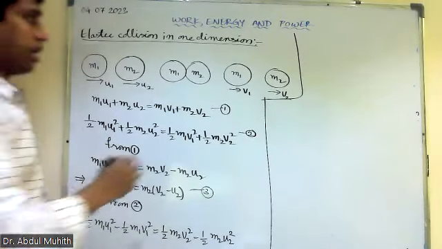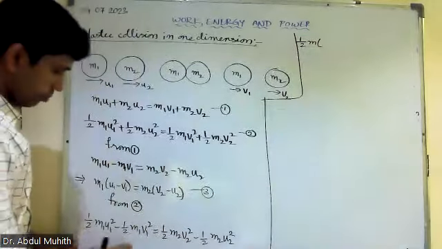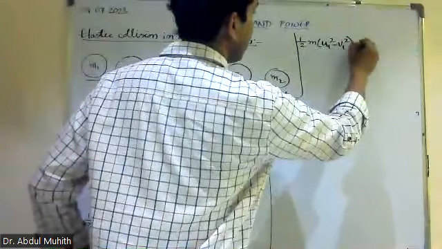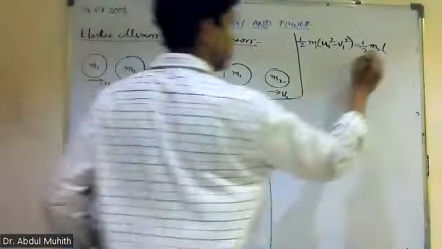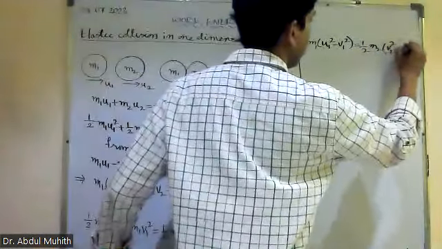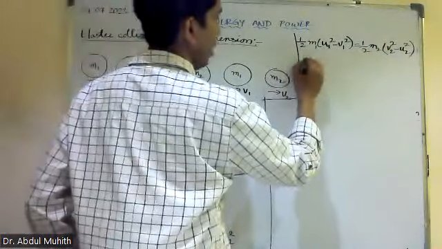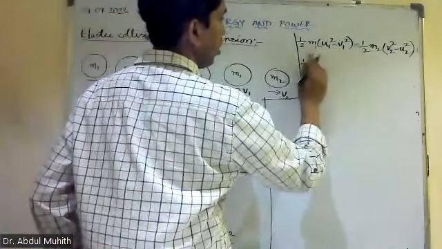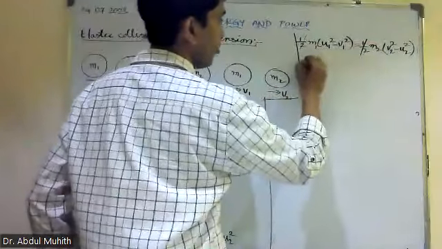Now, half M1 is taken common here. So what will happen now? U1 square minus V1 square equal to half M2 into V2 square minus U2 square. Okay. Now what will happen? So half M1, half M2, half and half is cancelled. Okay. So I'm left with what?